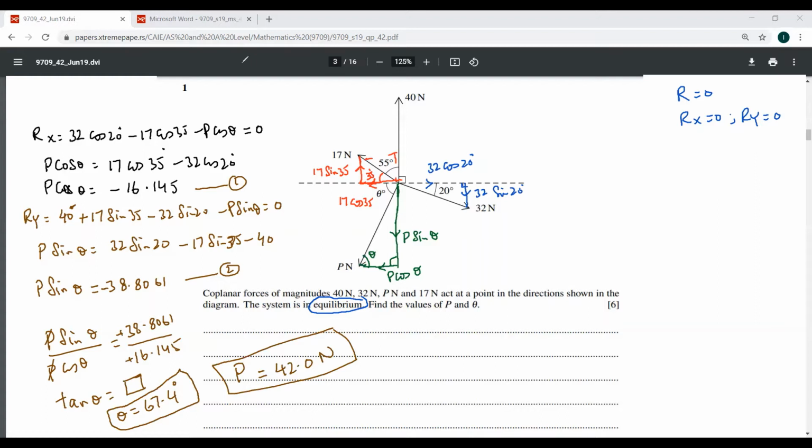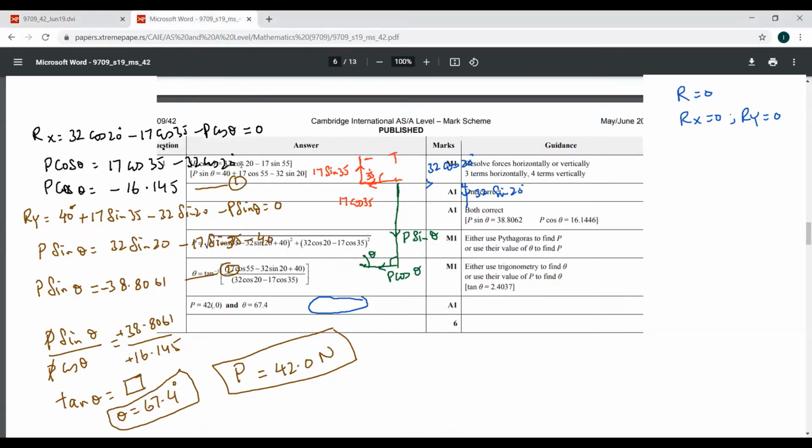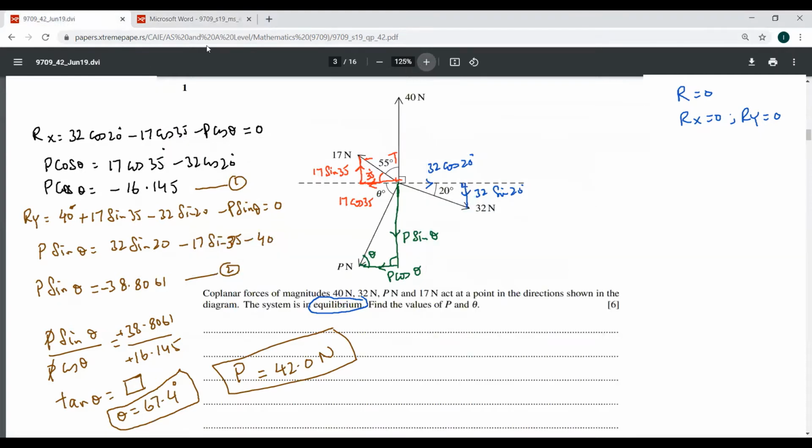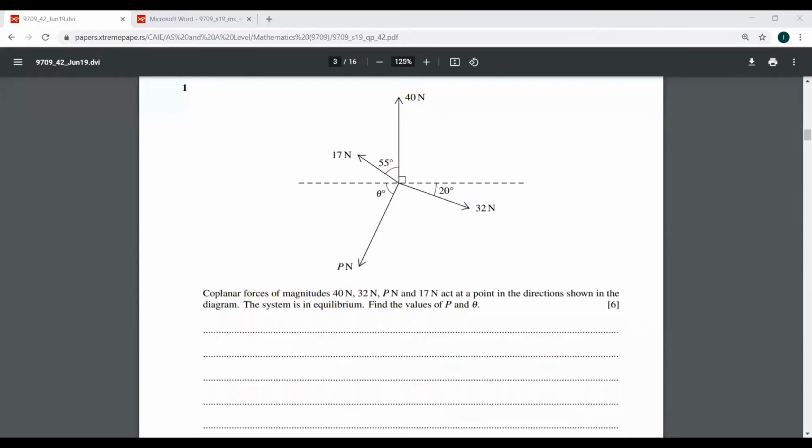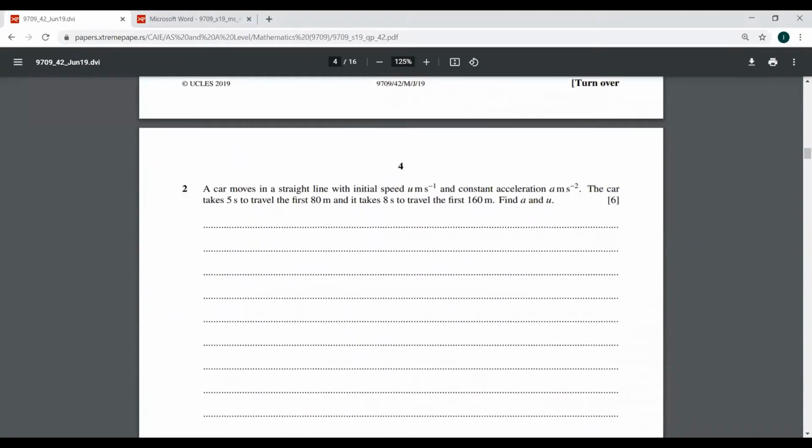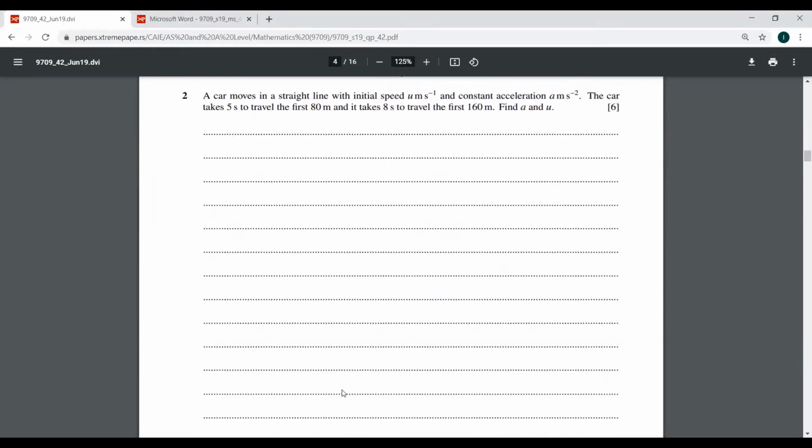Should we check the answers? Yes, I have this 67.4. Okay, so our answers are exactly matching. That's great. So let's move on to the second question. Okay, moving to the second question. Time for you to try this first.